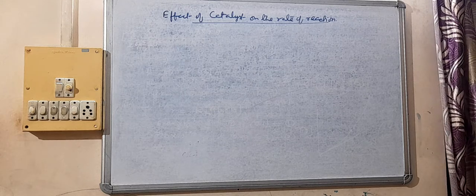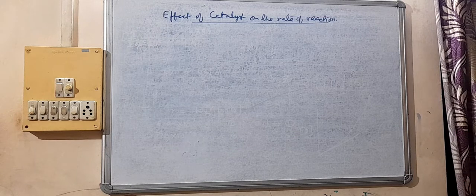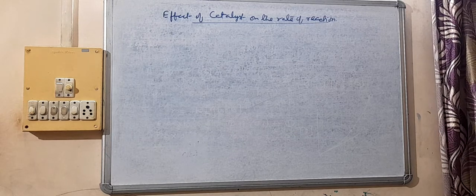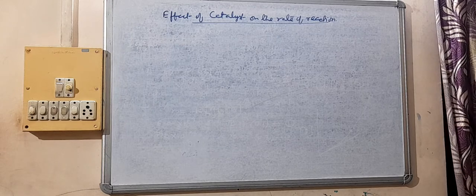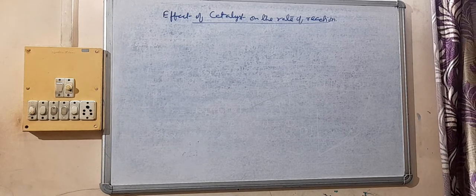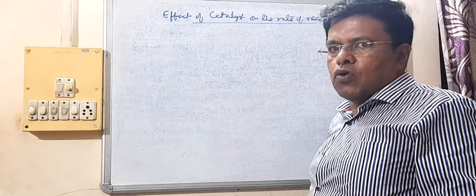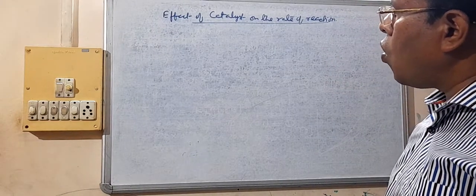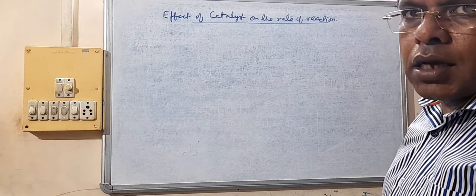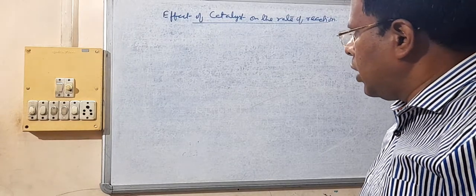Okay, now we have this topic, effect of catalyst on the rate of reaction. We know that catalyst increases the rate of reaction. Now we need to know the reason, the explanation of how or why catalyst increases the rate of reaction.